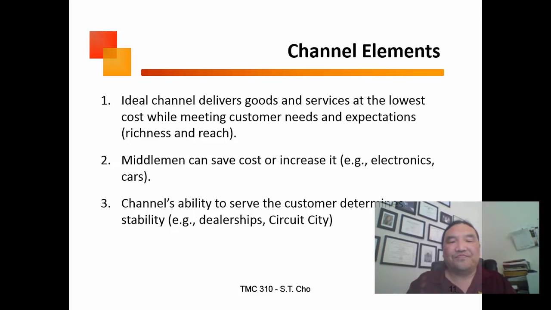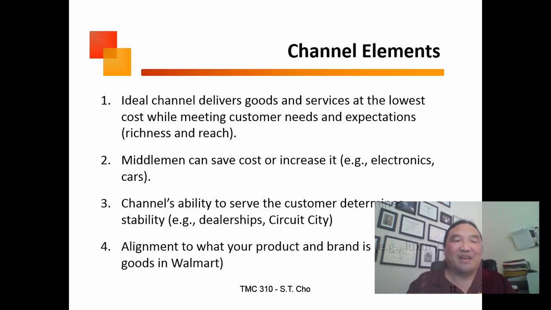And so the thing is, how you serve the customer determines your stability. Circuit City's stores didn't do a good job. They went under. So now a lot of those companies have to think about, okay, Circuit City's gone, and especially companies that had exclusive deals with Circuit City, what are they going to do?